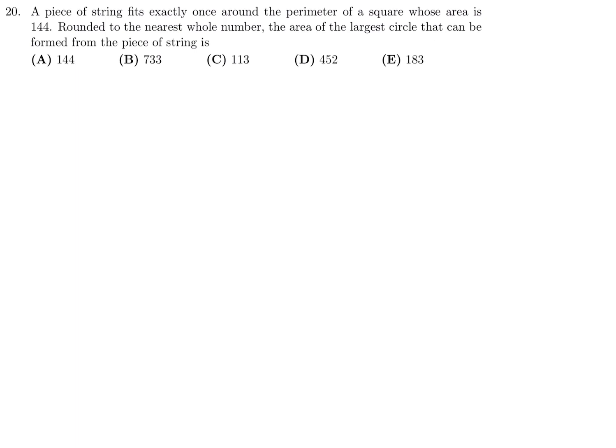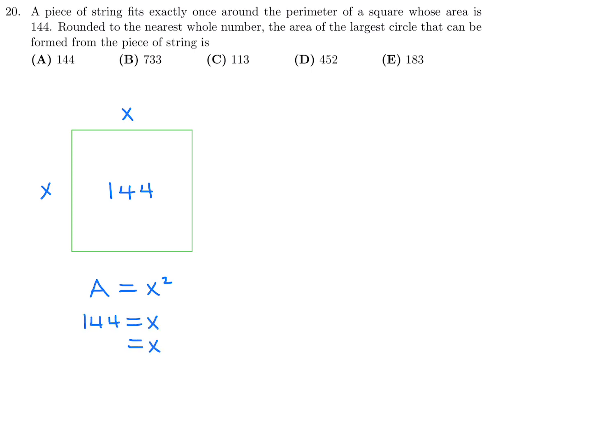A piece of string fits exactly once around the perimeter of a square whose area is 144. Rounded to the nearest whole number, the area of the largest circle that can be formed with the piece of string is... So we've got some square, and they say that the area is 144. Since the area of a square is x squared, where x is the side, if that's 144, then x is equal to 12. So this is 12, this is 12, all the way around.